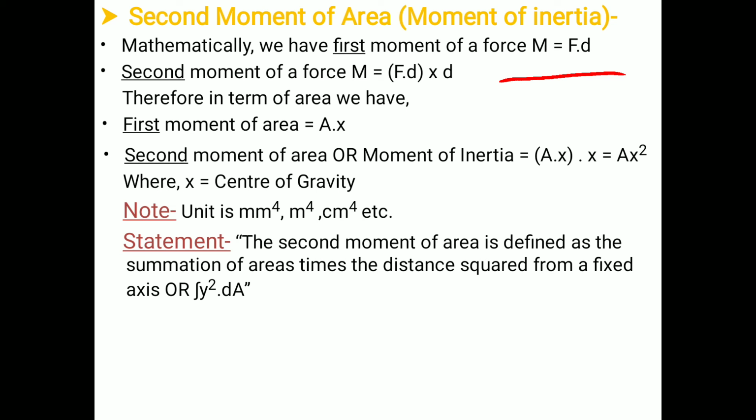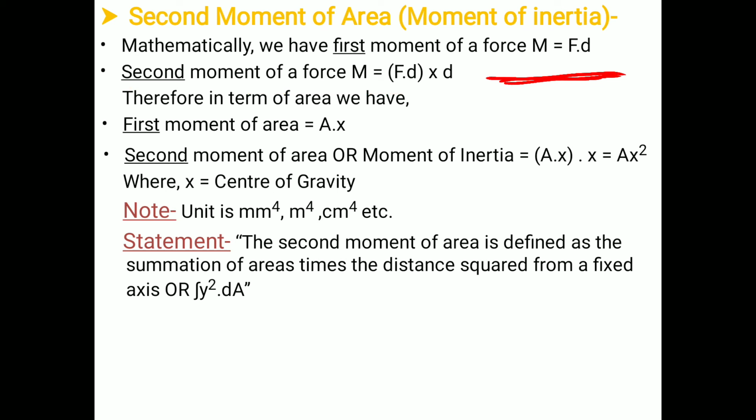Mathematically, moment of force is given by M = F into d. This is the first moment of force. If this equation is again multiplied by a perpendicular distance, then we will have a second moment of force. Therefore, F into d into d will give you the value of the second moment of force. Therefore, M = F into d square.